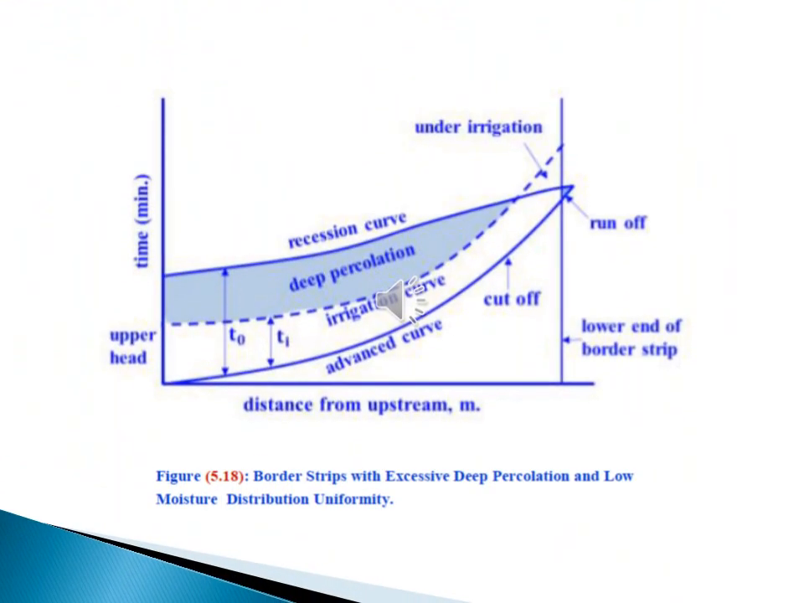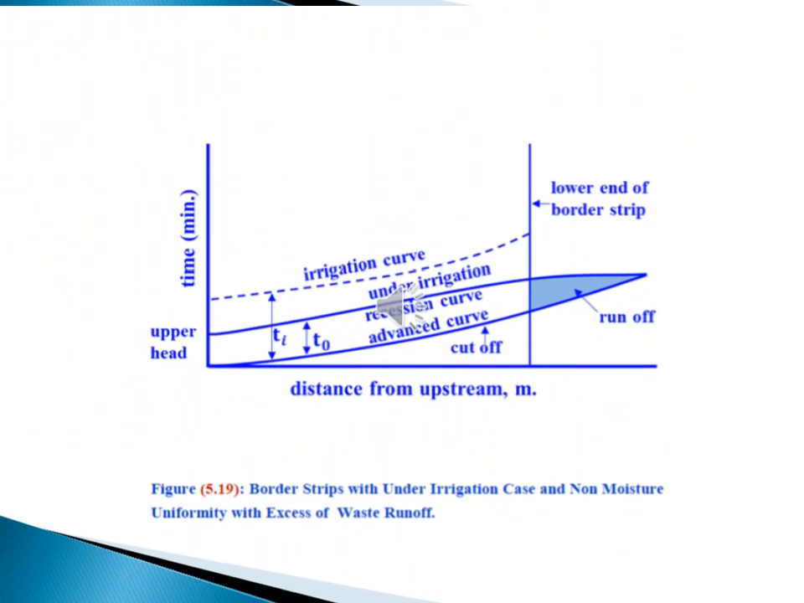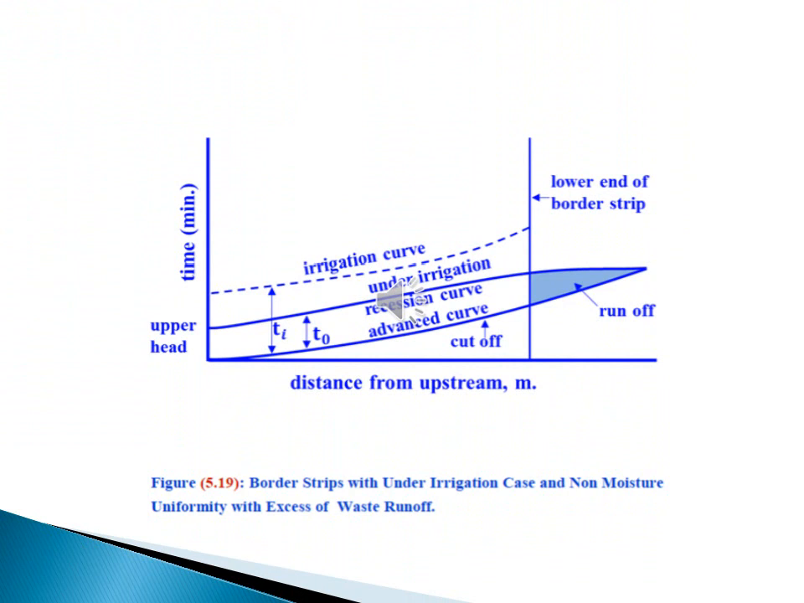Figure showing the border strips with excessive deep percolation and low moisture distribution uniformity. Note, my dear, the more deep percolation and the under-irrigated area downstream. Figure showing the case of border strips with under-irrigation and non-uniform moisture with excess water runoff.